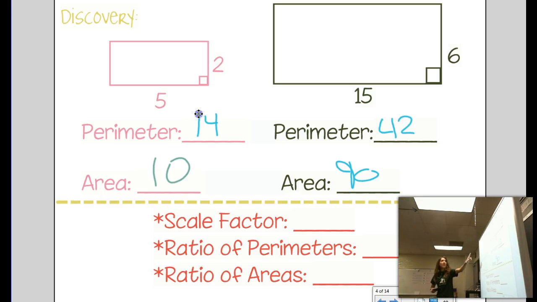Kendall, what's the scale factor from the pink to the green? 3. Perfect. So that green rectangle is 3 times bigger than the pink one, right? What's 2 times 3? 6. What's 5 times 3? 15. Okay, so it's 3 times bigger. That's the scale factor.